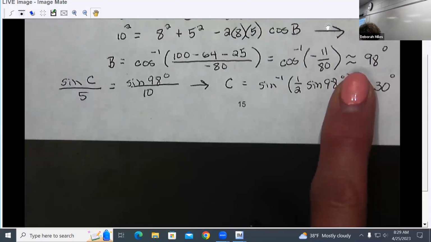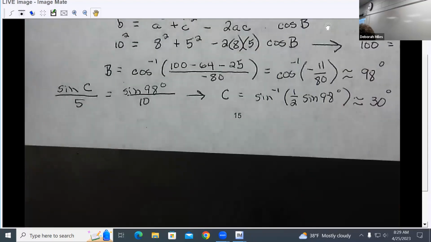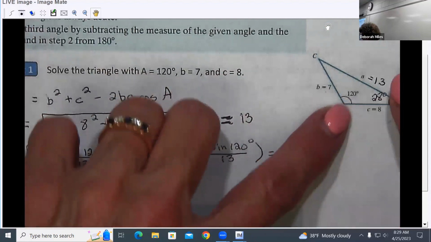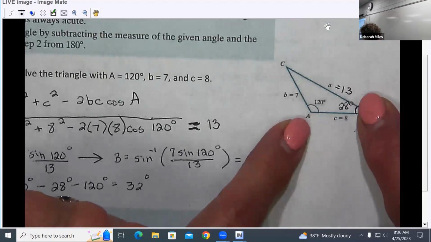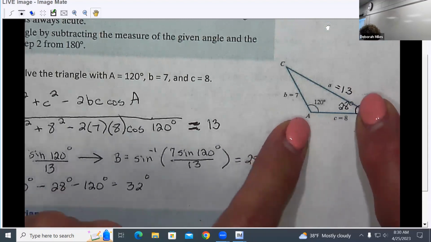Take some wrapping your head around. Isn't the 120 obtuse too? Yes, but it's the only obtuse. I didn't find A with the law of sines. I found A with the law of cosines, because it was the only thing I could find with the information I was given.